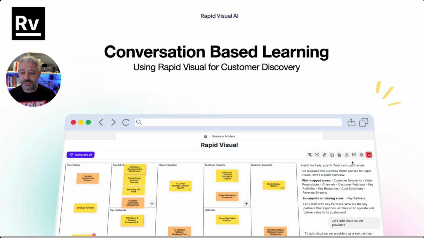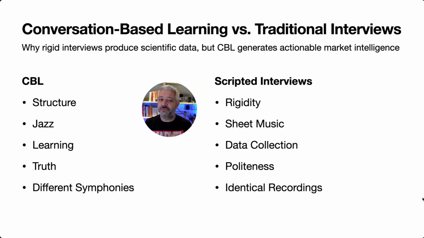First, I want to start with the understanding of how conversation-based learning is different from traditional interviews. Basically, you can think of conversation-based learning as a structured system that creates objectivity, but is not as rigid as scripted interviews. The best analogy is playing jazz, where you have the freedom to explore and dig into where there's passion, as opposed to playing from sheet music, where everything is identical all the time.